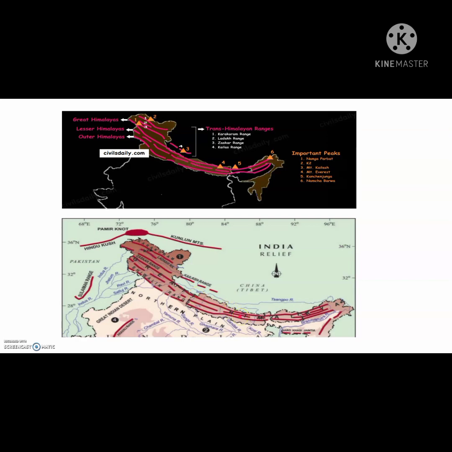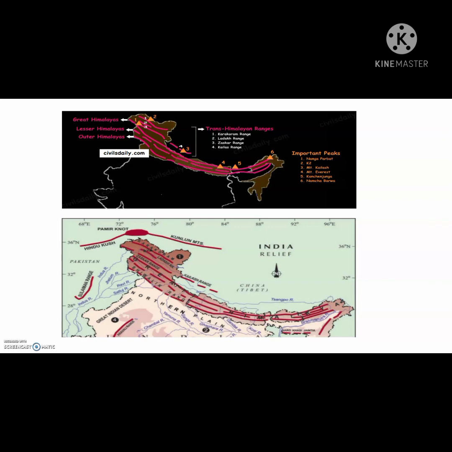The third one is Shivaliks. Shivaliks is also called Outer Himalayas. The average elevation is 900 to 1100 meters. The width of Shivaliks is 10 to 50 kilometers. Shivalik ranges are completely forest and snow-capped.